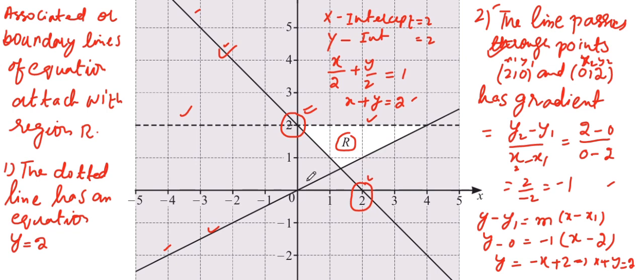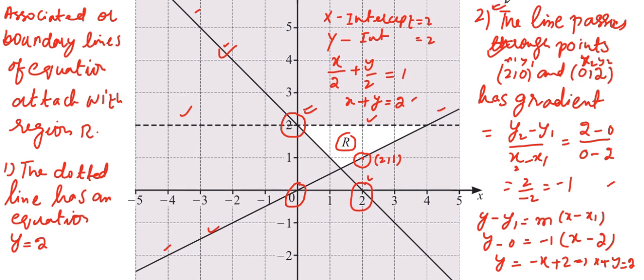Now we have to find the equation of the third line. This line passes through the origin and again it passes through this point, which has coordinates x is equal to 2, y is equal to 1. Because this line does not cut the x-axis and y-axis, it just passes through the origin, so we cannot use the x-intercept and y-intercept form.